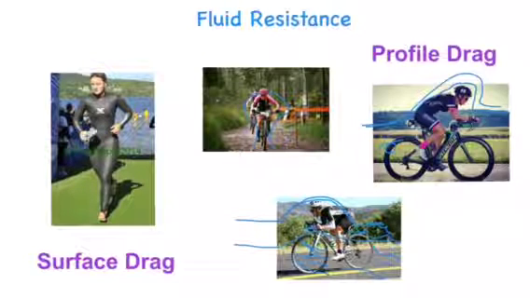So in conclusion, when we try to limit fluid resistance in the form of surface drag and profile drag, we look at technique, tactics, clothing and equipment design to try and reduce these types of drags. And athletes pay quite a lot of money to try and reduce these drags for what they tend to call free speed.